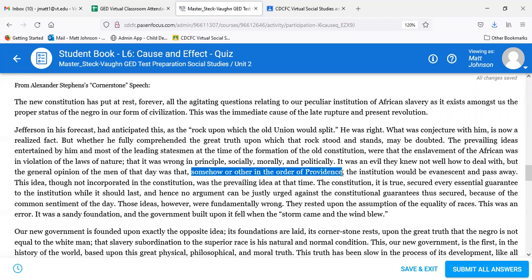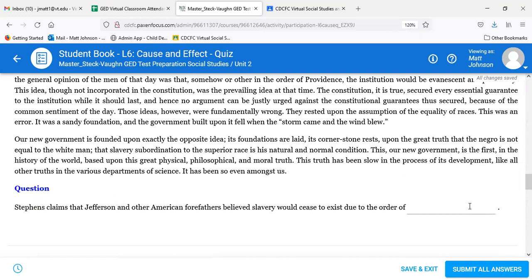Order of Providence. Providence has a couple of different definitions, but it's largely like the will of God type of idea, or something that's going to occur in the future. I think that's more the definition they're going for here. If you take the context that somehow or other in the order of planning for the future, you could insert it there. So number 3, Providence.